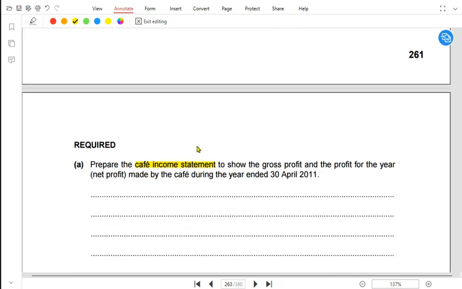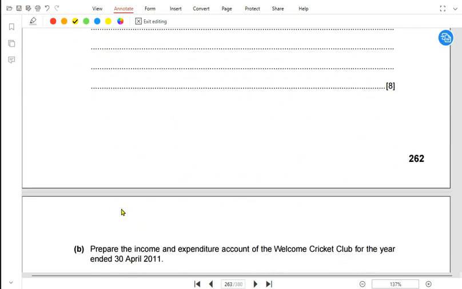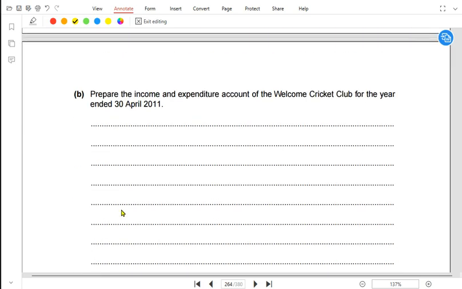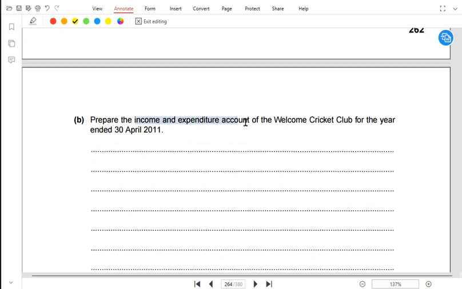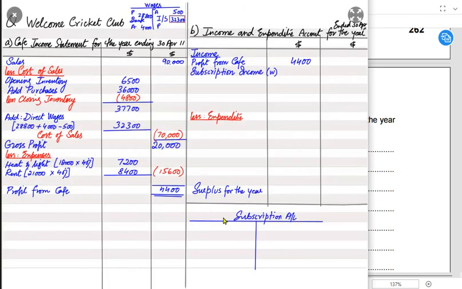Although if you see the requirements, the examiner has not clearly asked to prepare a subscription account, the examiner has asked to prepare an income and expenditure account. And the income and expenditure account is the main income statement for the club, and one of the most important sources of income for any club is the subscription. Whoever the members of the Welcome Cricket Club are, the members whom we are coaching on how to play cricket, need to pay for the facilities of the club. And this is subscription income.